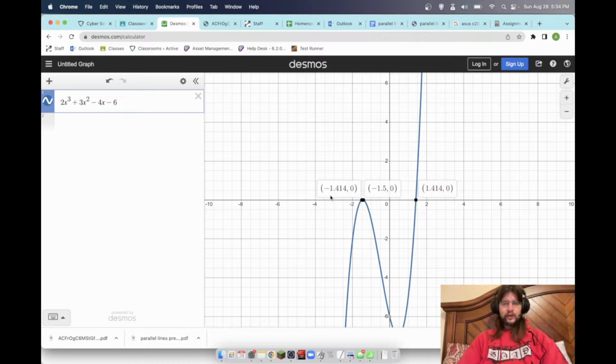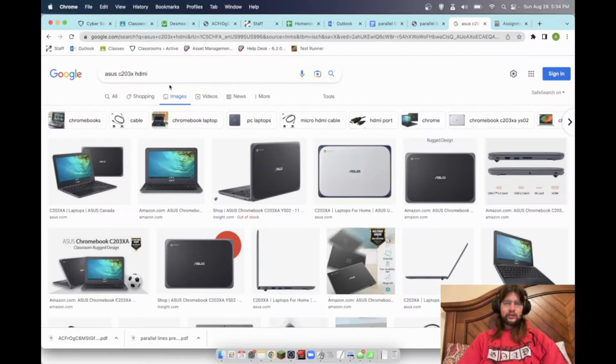If you notice, we have negative 1.414, positive 1.414, and negative 1.5. Well, the first two have 3 decimal places, so those probably aren't the nice ones. We only needed 1 because it is a cubic, so go with this one, negative 1.5. You can turn that into a fraction by typing negative 1.5 into your calculator and hitting enter. You can also Google it.